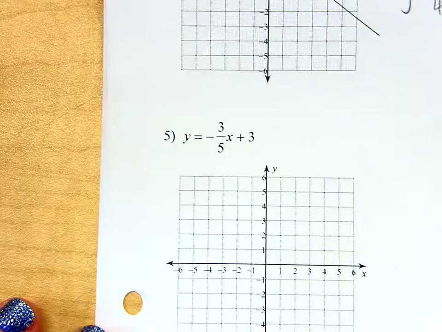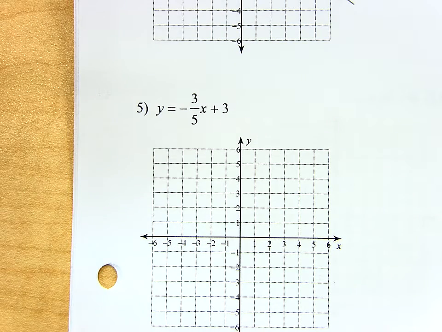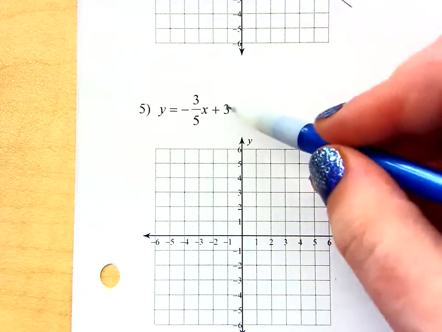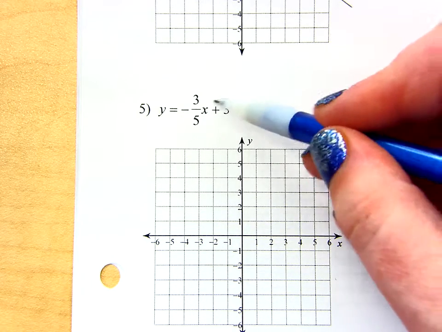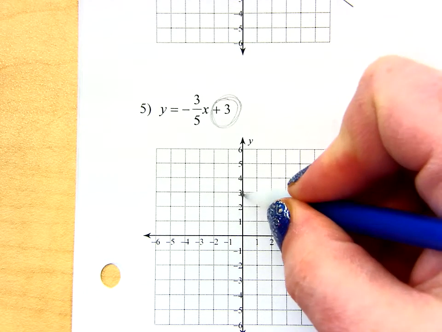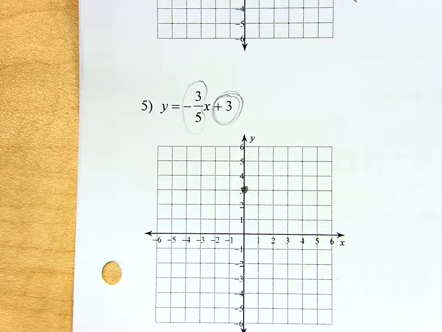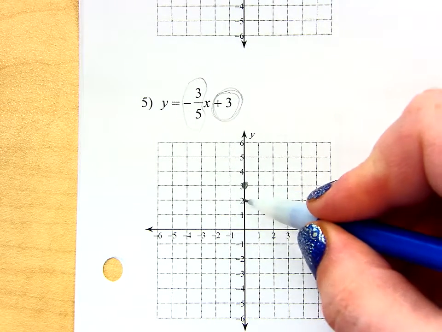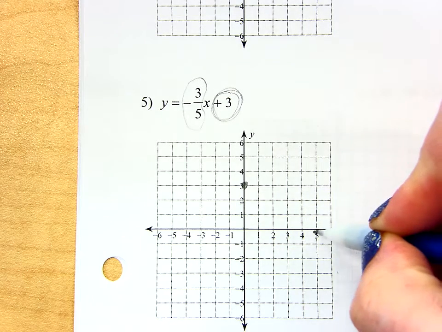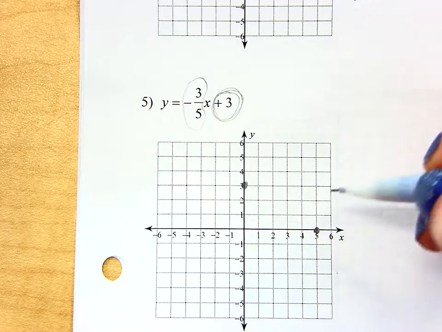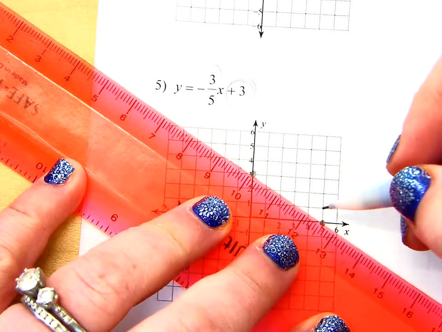You probably already know how to graph 5 and 6 because they're already in slope-intercept form. So I'll give you a moment to graph them if you haven't already. And if you forgot, I will remind you. If it's in slope-intercept form, you always start here on the y-axis. That's your y-intercept. And then you follow your slope. So if it's negative 3/5, that just means go down 3 to the right 5. I'm always going to the right. Connect my dots.